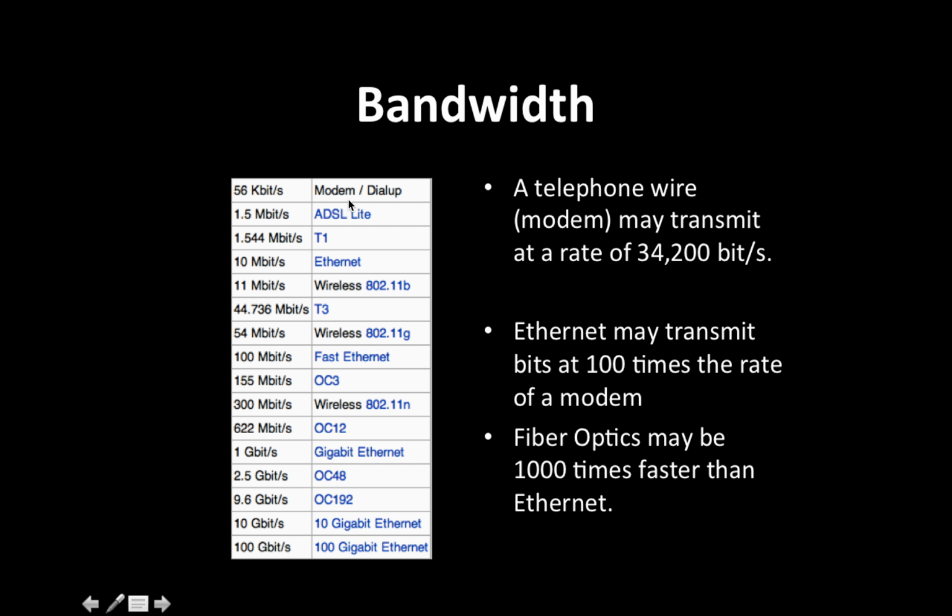So you can see in the early days, a modem would only transmit 56 kilobytes per second, which is like a Word file, versus an Ethernet cable, where the earliest Ethernet cable was 1 gigabyte per second, versus Ethernet cables today, which can travel 100 gigabytes per second, which is why we can do streaming movies. But fiber optics is even 1,000 times faster than Ethernet.